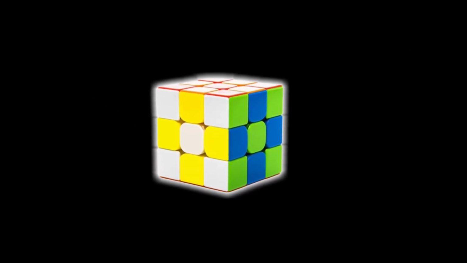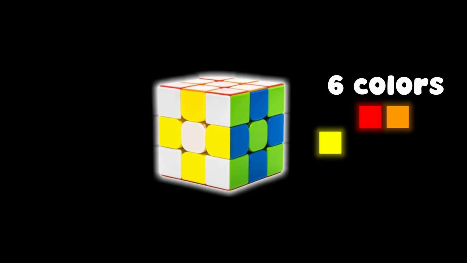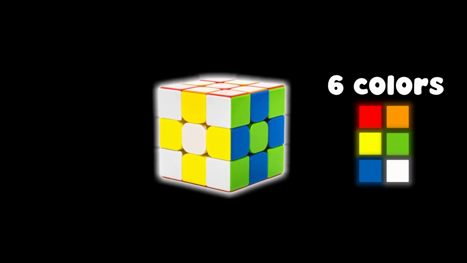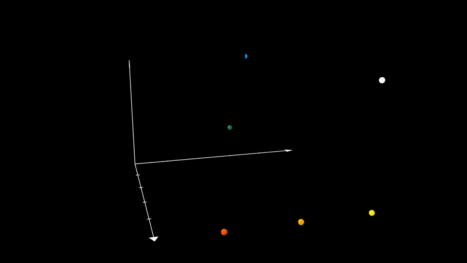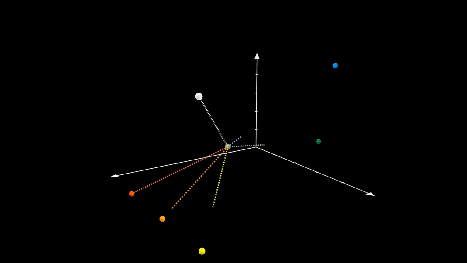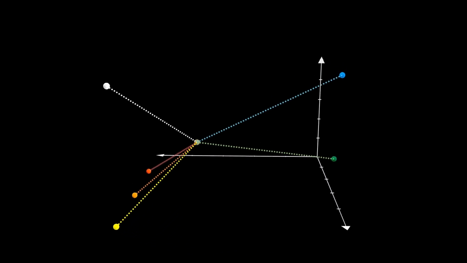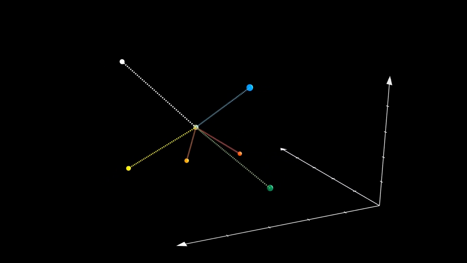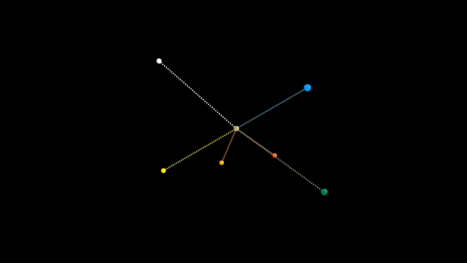Remembering that the Rubik's Cube has 6 colors, red, orange, yellow, green, blue, and white, we can plot the RGB values for the colors here. Now, using the color from the original pixel, we can find the distance between this color and each color on the Rubik's Cube, which we already plotted here. The color with the shortest distance from the pixel will be its closest match.